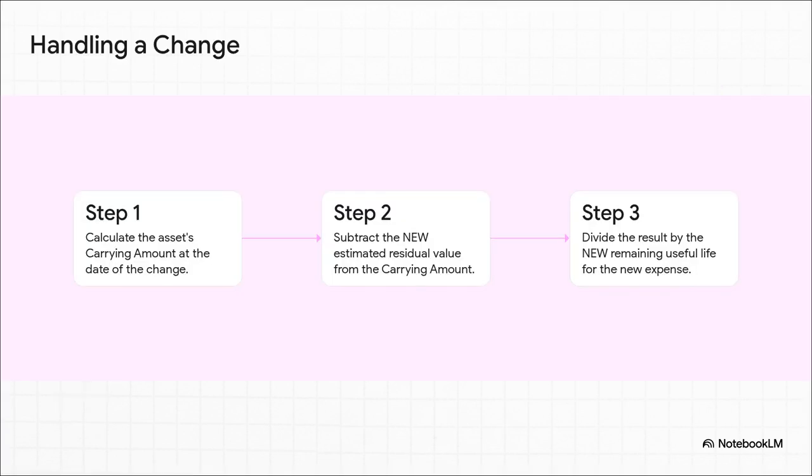So how do we actually do the math? Don't worry, it's a simple 3-step process. Step 1, figure out the asset's current book value or carrying amount on the day you make the change. That's just the original cost minus all the depreciation you've already taken. Step 2, take that number and subtract the new salvage value. And finally, step 3, divide that result by the new remaining useful life. That number is your new annual depreciation from now on.